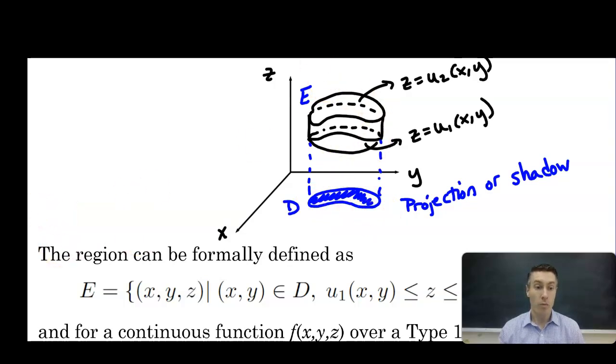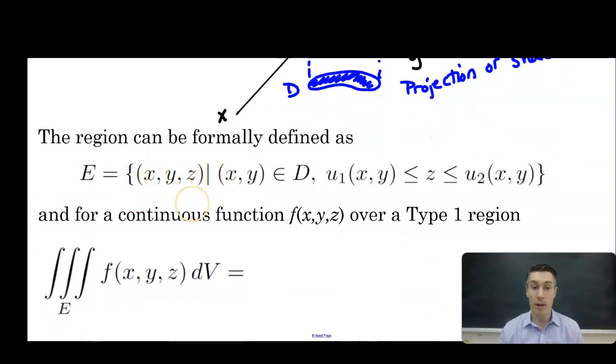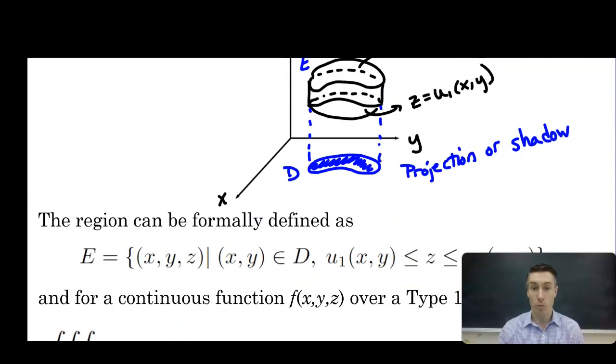So the region can be formally defined as the set of all points x, y, z, such that x and y are points in the projection, and z is bound between the 2 surfaces, u sub 1 and u sub 2. Right? Essentially, we're thinking of this vertically, right? So if I drew a line here to here, we're basically thinking of this solid vertically. What's the bottom? What's the top of the solid? And then we project it down to figure out how the sides are defined to create the bounds of integration.